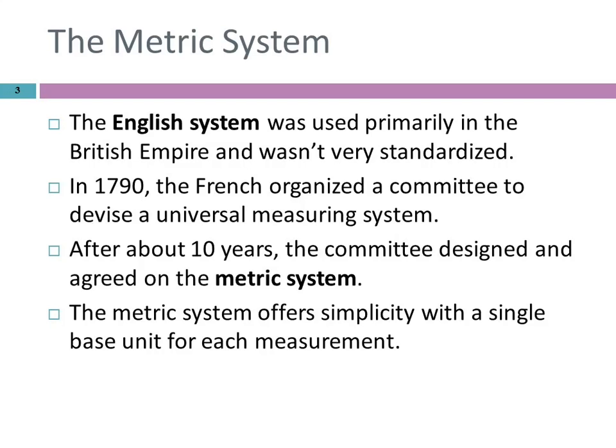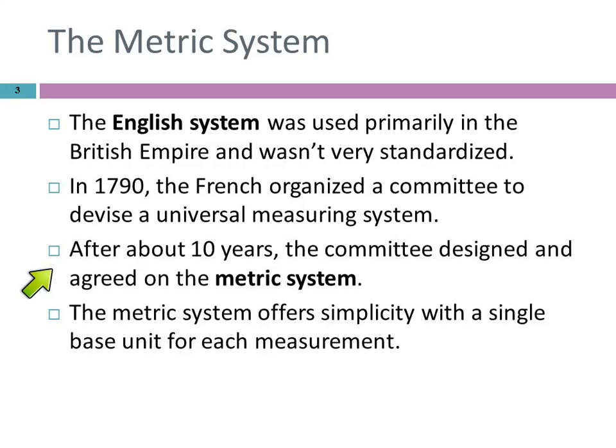You're probably familiar with the English system. It's named the English system because it was primarily used in the British Empire. It wasn't very standardized. A span was a unit that was 4 fingers wide. Well, that kind of depends on how big your fingers are, right? And so in 1790, the French organized a committee to standardize and create a universal measuring system. And that's where the metric system came about.